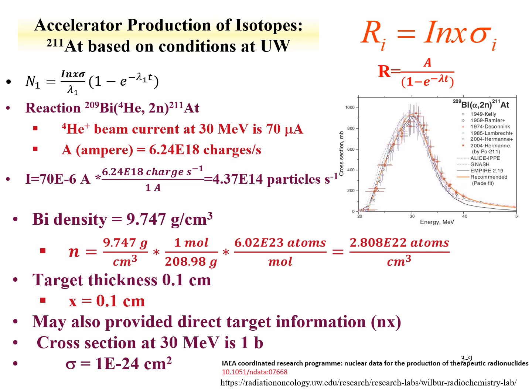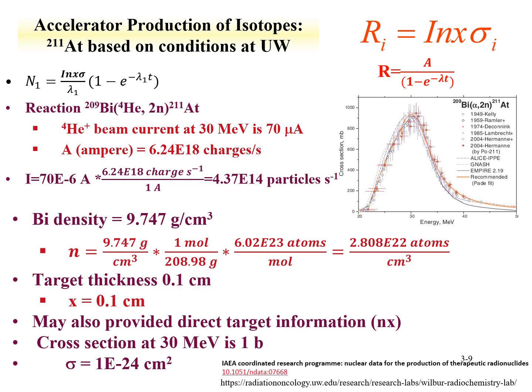For the number of atoms per centimeter cubed, the target is metallic bismuth. Assuming 100% density of your target, use the density of bismuth, which is shown here to be 9.7 grams per centimeter cubed. Convert that to atoms using the atomic mass of bismuth and Avogadro's number. You get 2.808 times 10 to the 22nd bismuth atoms per centimeter cubed. So that's the number of targets per centimeter cubed. The target thickness for this example will be 0.1 centimeter. So that's the value for X.